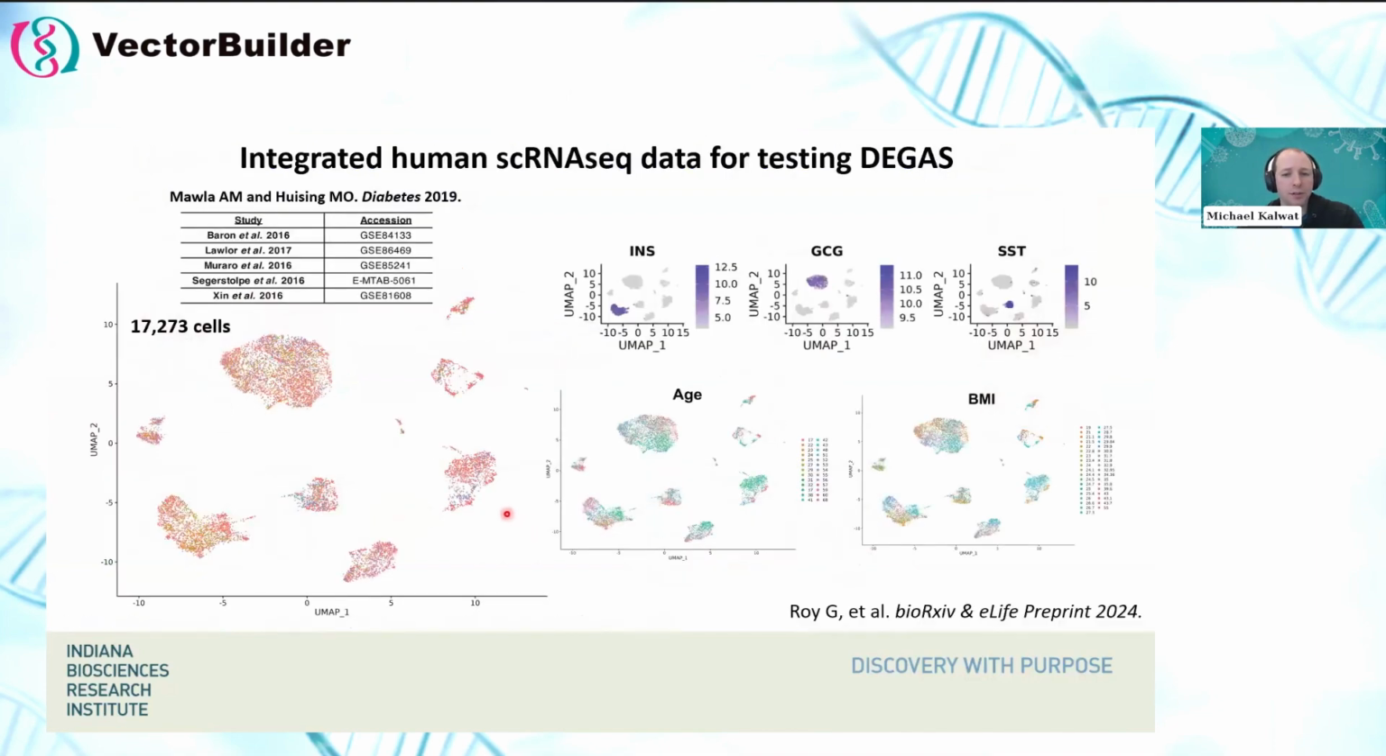And this is just some standard slides to show you how many cells were in this merge, which was graciously provided to us by Mark Housing's lab. There's about 17,000 cells in this single cell human islet merge database. And you can see here the beta cells are labeled by insulin, alpha cells are labeled by glucagon, and there's a good mix of age and BMI across this data set.